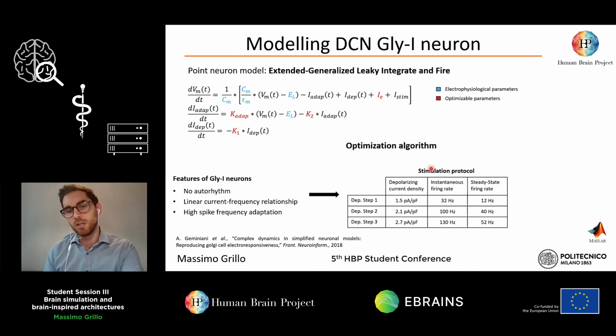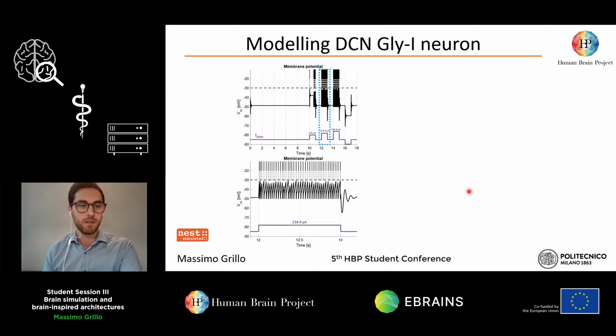In addition, we need to design a certain stimulation protocol, which consists of current steps, for instance, and target behaviors in terms of firing rates. And then we obtain the optimal parameters of the neural model. However, we need to test this neuron in NEST and see what happens when we stimulate it.